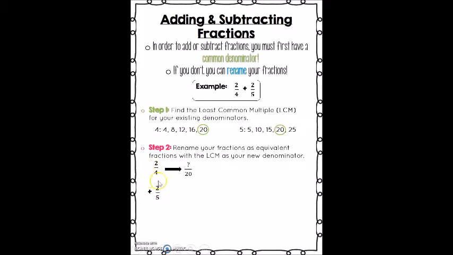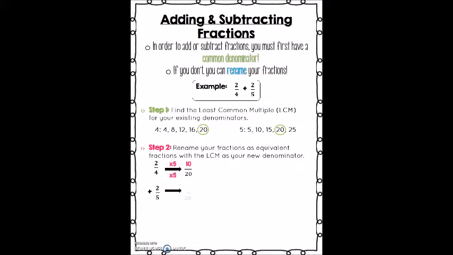So I need to look at the relationship between my denominators. I know when I'm using or making equivalent fractions, I'm either multiplying or dividing. So I can tell that in order to turn a denominator of 4 into a denominator of 20, I need to multiply by 5. So since I multiplied my denominator by 5, I also need to multiply my numerator by 5. That means 2 times 5 is 10, or 2/4 is exactly the same as 10/20.